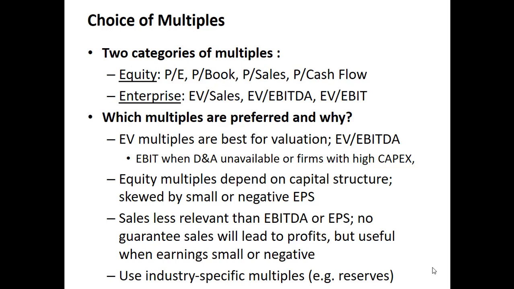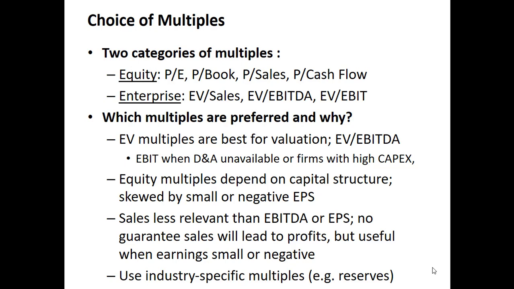Enterprise value multiples tend to be the ones most commonly used in valuation because they are not sensitive to capital structure choices. When data is not available on depreciation and amortization, or the firm has high capex, we may use a multiple of EV to EBIT. Equity multiples can be skewed by capital structure, particularly if the firm is highly leveraged. They are also skewed when the firm has small or negative EPS, in which case they may blow up or they may be not meaningful. Enterprise value multiples do not suffer from this problem.